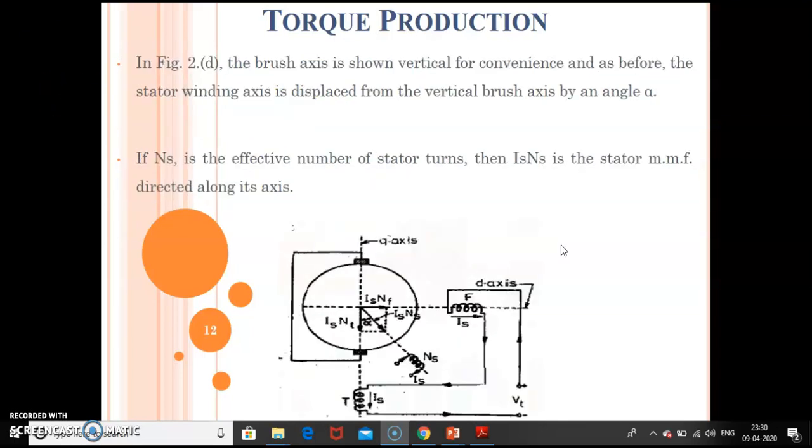Now consider another case as shown in figure 2D. The brush axis is shown vertical for convenience as before, and the stator axis is displaced from the brush axis by an angle alpha. You can see that the brush angle is the angle between the brush axis and the stator field, alpha. If Ns is the effective number of turns of the stator, then Is Ns is the stator mmf, which is directed along the axis of this stator.